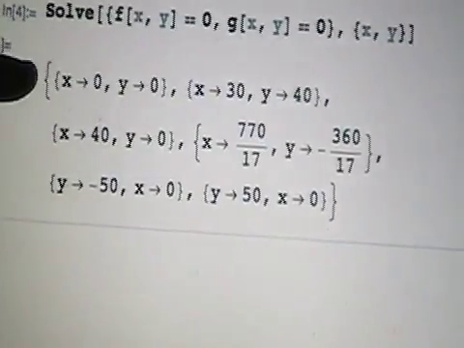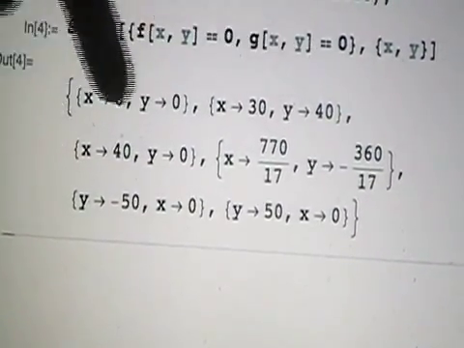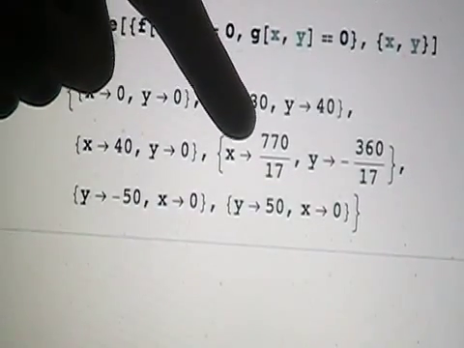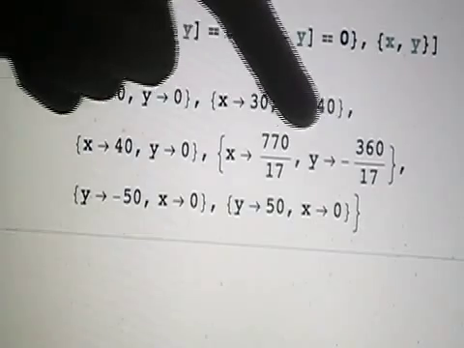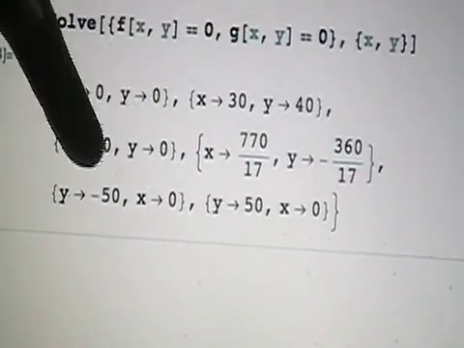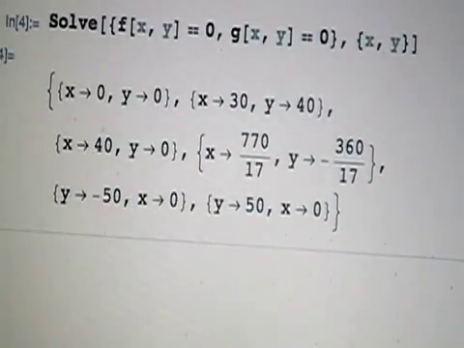The origin, 0, 0. x is 30, y is 40. x is 40, y is 0. x is 770 over 17, y is negative 360 over 17. x is 0, y is negative 50, and x is 0, y is positive 50. Lots of equilibrium points.